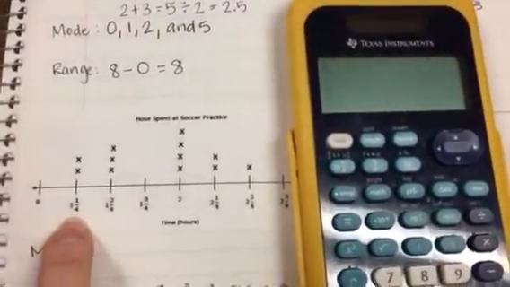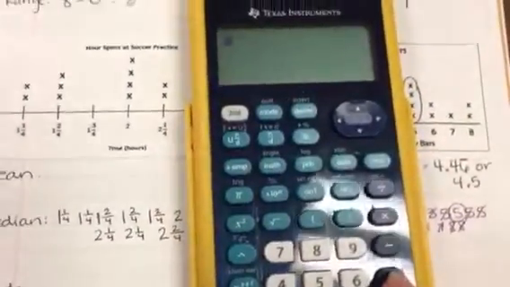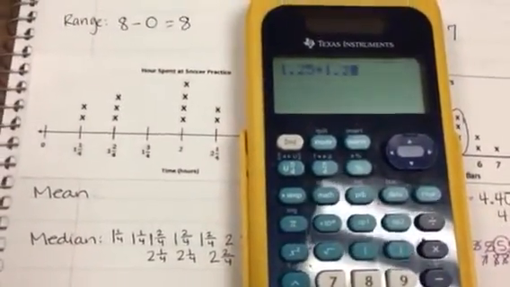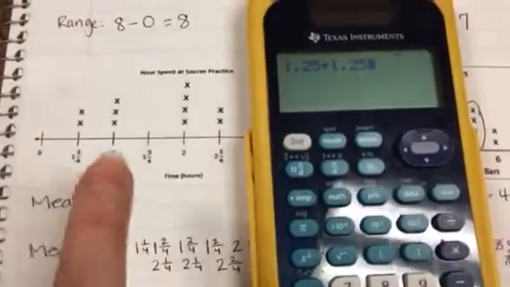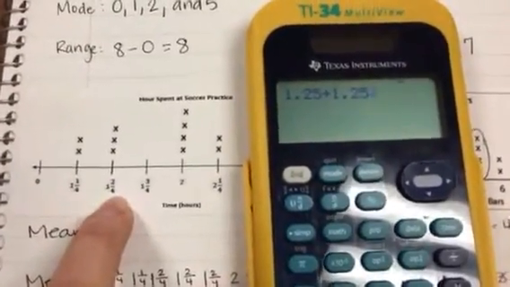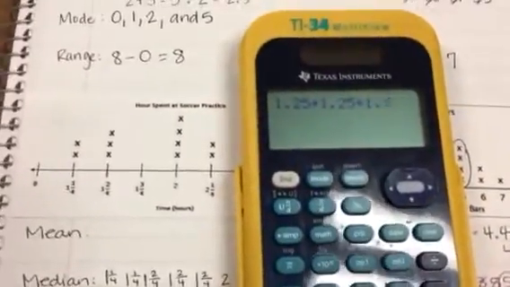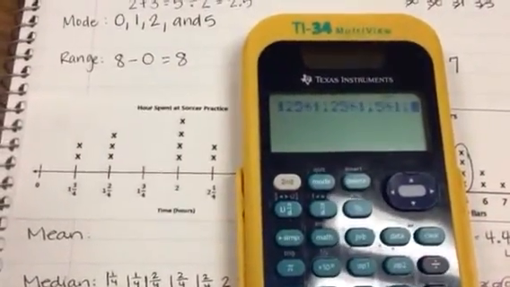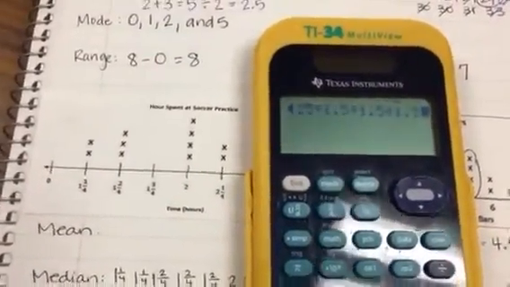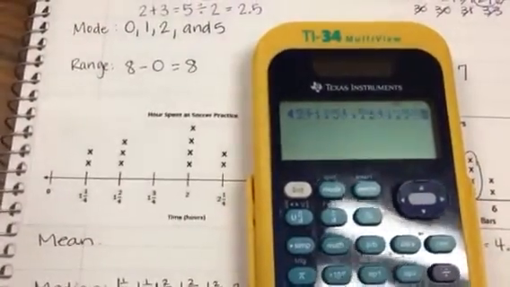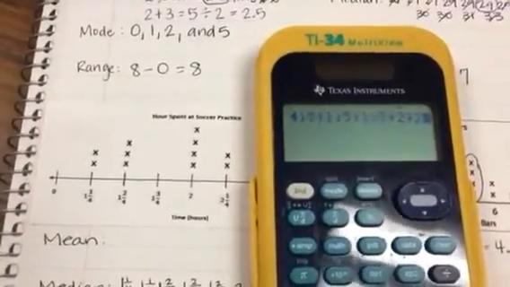So what I do is I just convert all of these to decimals. So I know that 1 1/4 is 1.25. So I'm going to add that up, 1.25 and 1.25, because I had 2 of those. And then 1 2/4 is the same thing as 1 1/2. So for that one, I'm going to put 1.5 and 1.5 and 1.5, because I had 3 of those. Now 2 should be easy. Don't have to convert that. So 2, 2, 2, and 2.